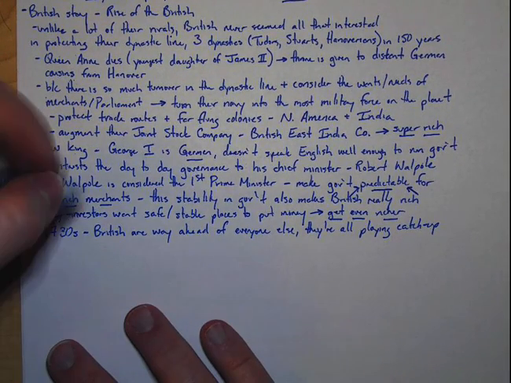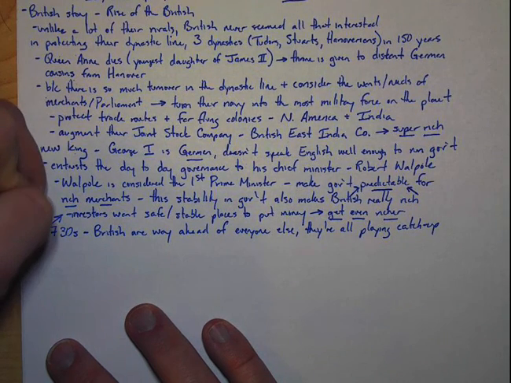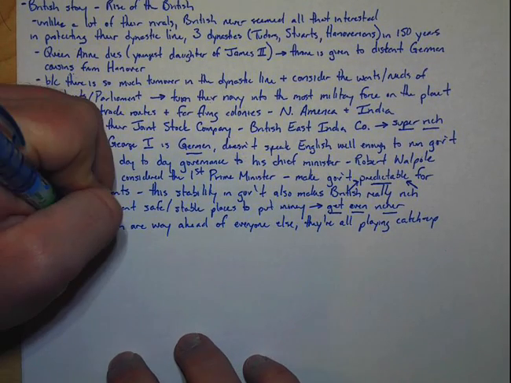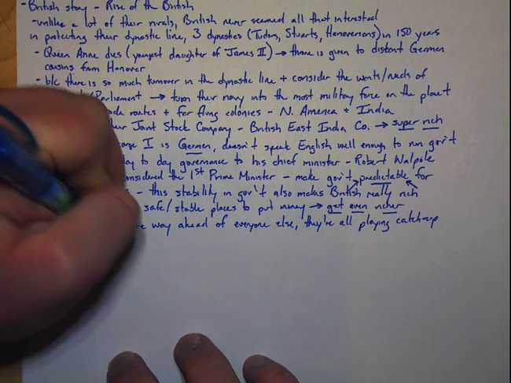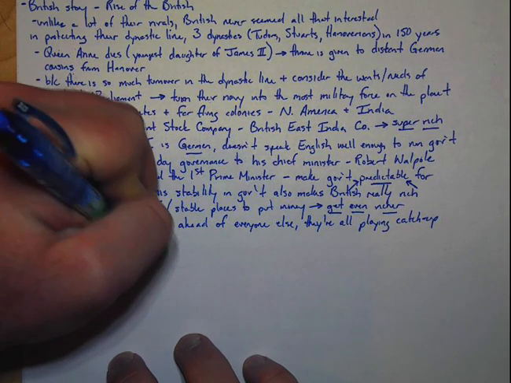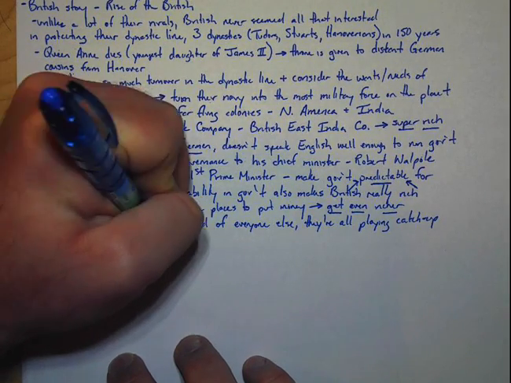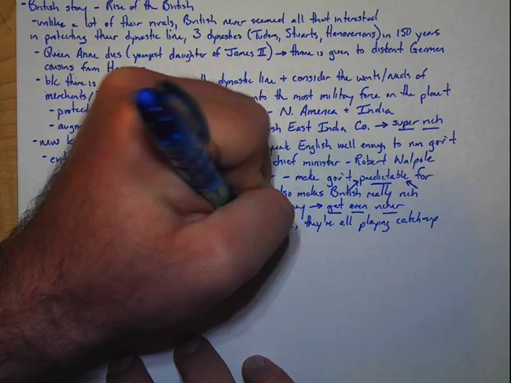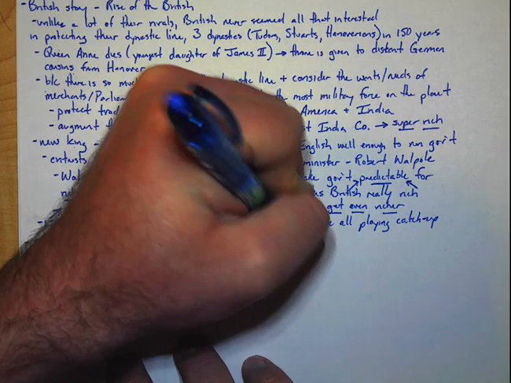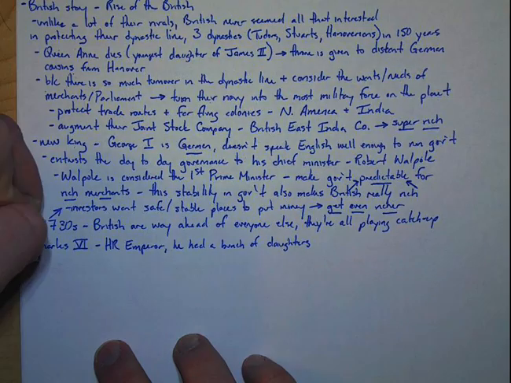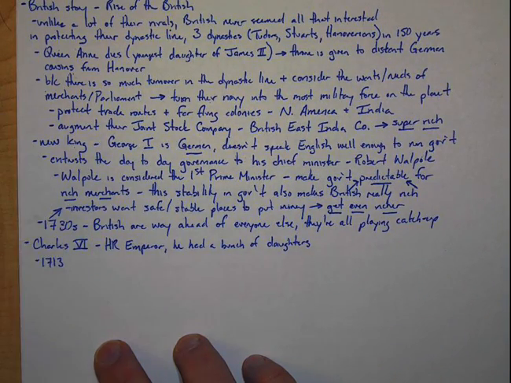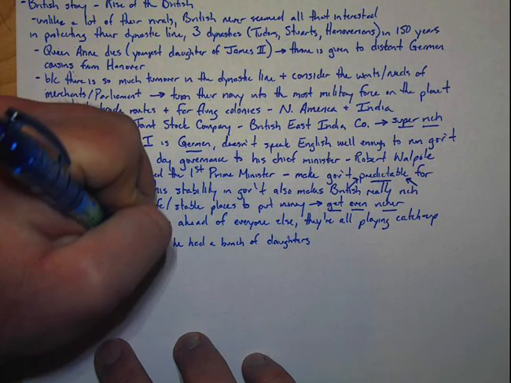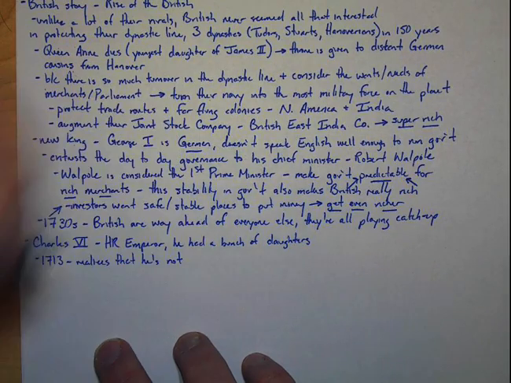Okay, so the next set of deaths are going to happen at the same time. So we're now going to turn our attention to Charles VI. Charles VI was the Holy Roman Emperor, and he had a bunch of daughters. And around 1713, he realizes that he's probably not going to have a male heir.